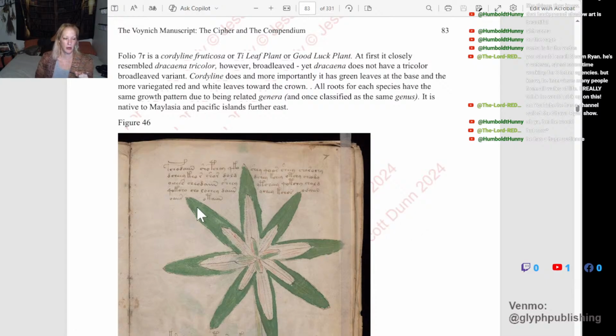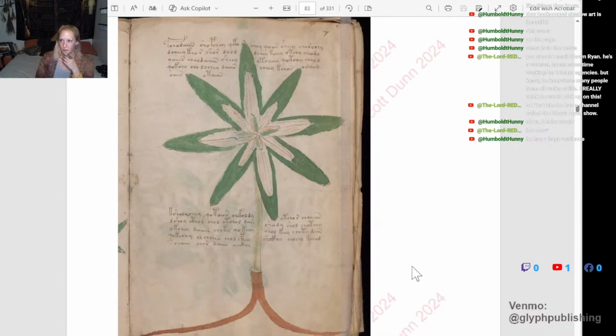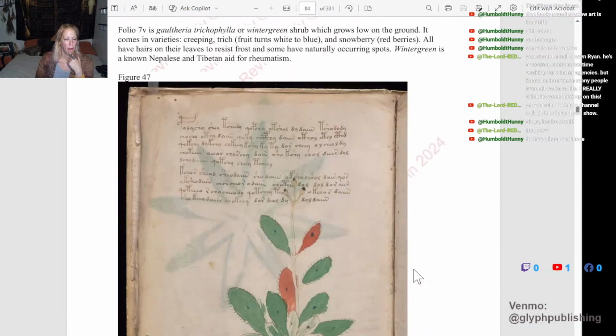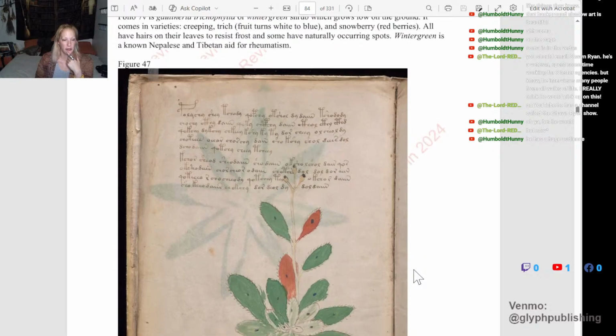The green here is actually the bottom leaves. These are all the bottom leaves. These are the mid leaves, and then the top. This is wintergreen.